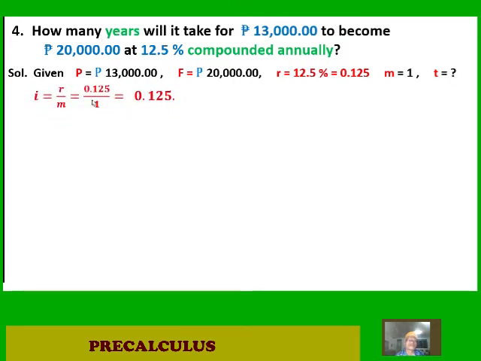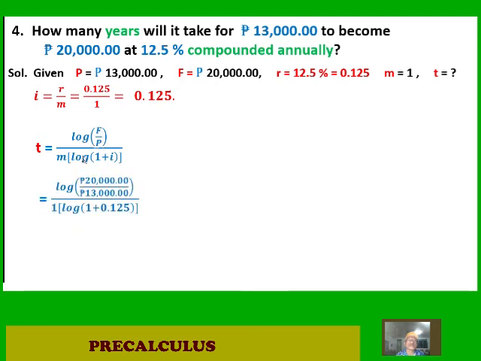With the formula, next, we have to determine I. I equals R over M. R is 0.125, M is 1, so it is equal to 0.125. Next is the formula for finding the time in years. T is equal to log of F over P, all over M times log of the quantity 1 plus I. Substitute F is 20,000, P is 13,000, M is 1, I is 0.125.